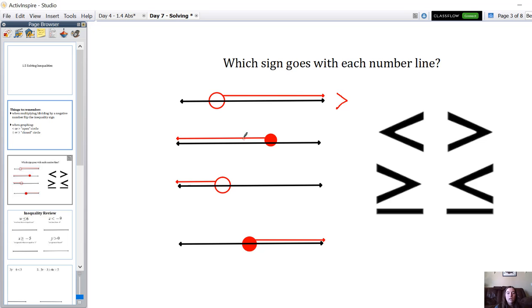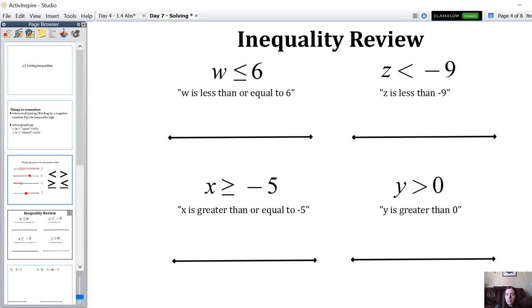This next one has a closed circle and it's pointing to the left. So we're looking at all of the values that are smaller than this value. So here, since it's a closed circle, we're either going to use greater than or equal to or less than or equal to. But since it's going to the left, it's getting smaller, so we are getting less than or equal to our original value. Once again, we have an open circle, but this time it's getting smaller. We're going down. So this one's going to be strictly less than. And then we have a closed circle going to the right, and so we are left with greater than or equal to.